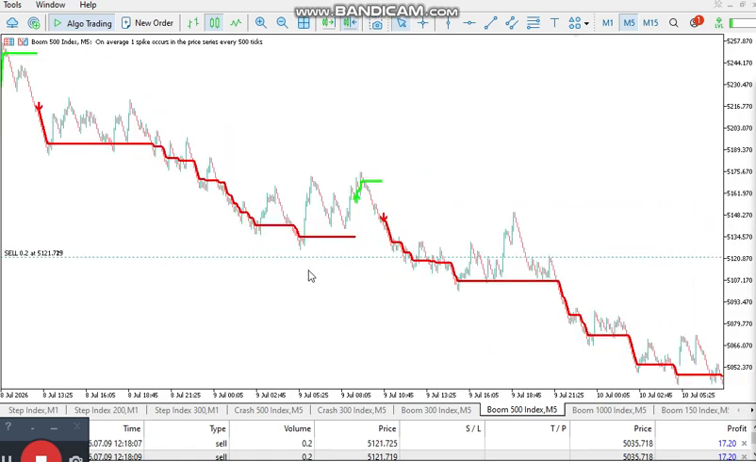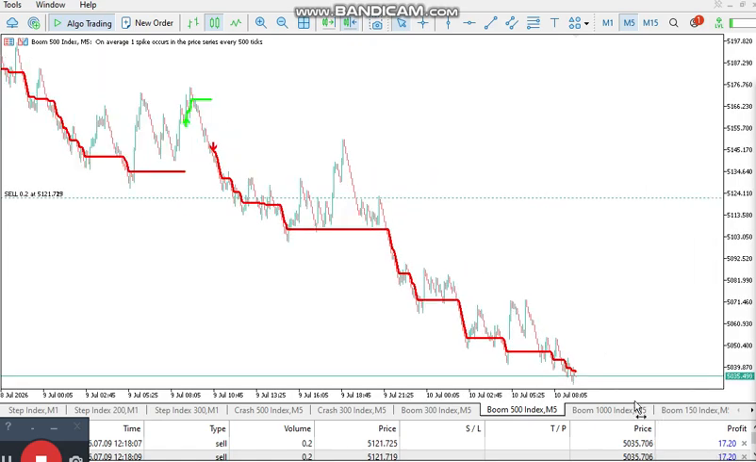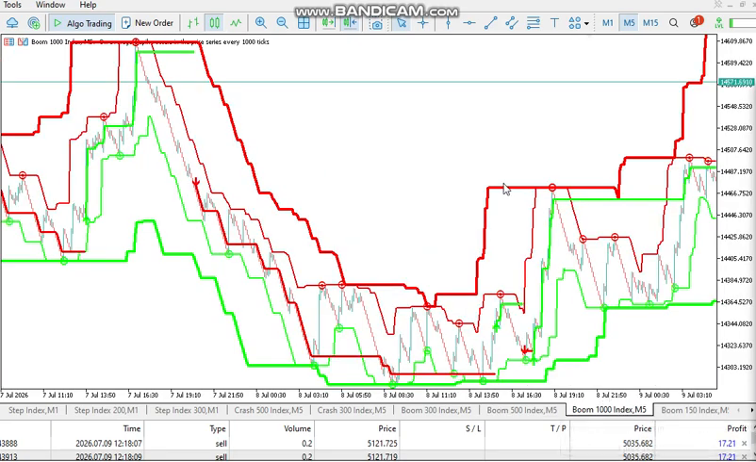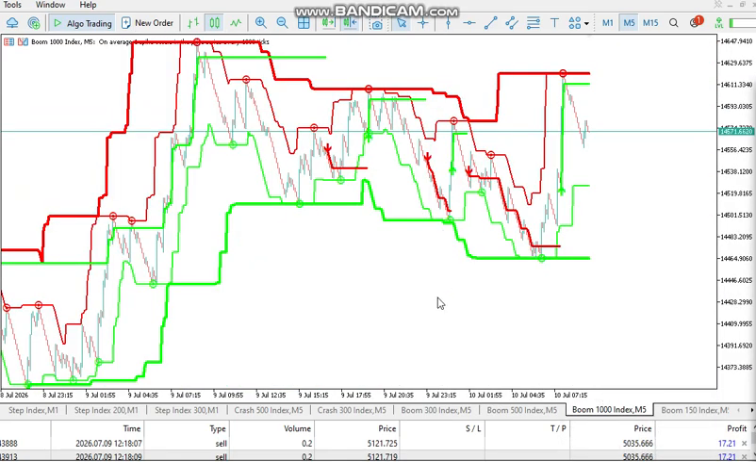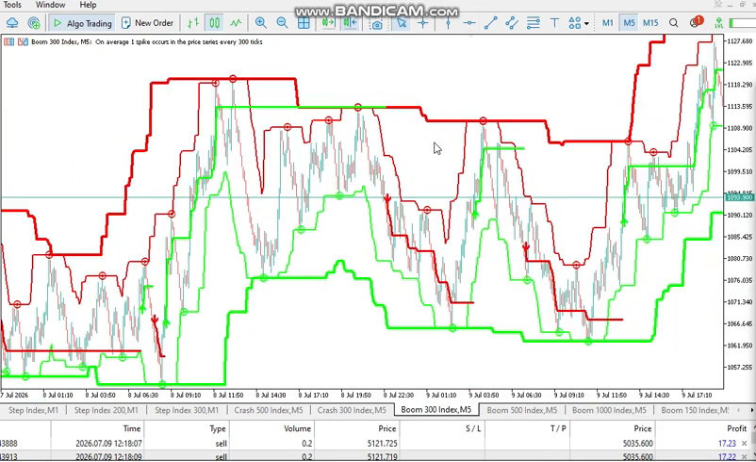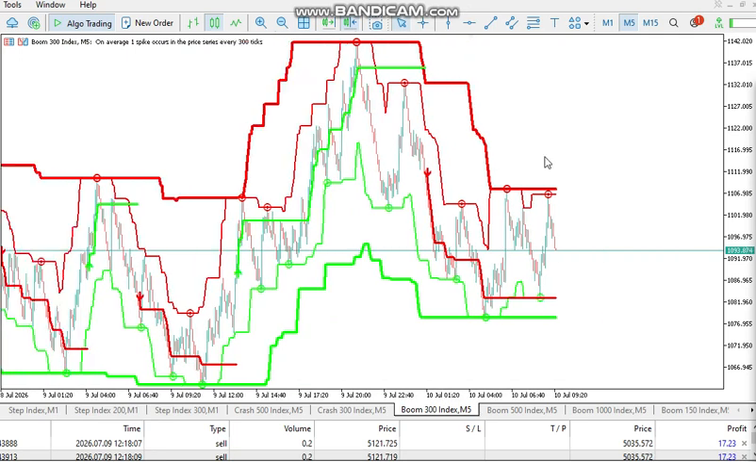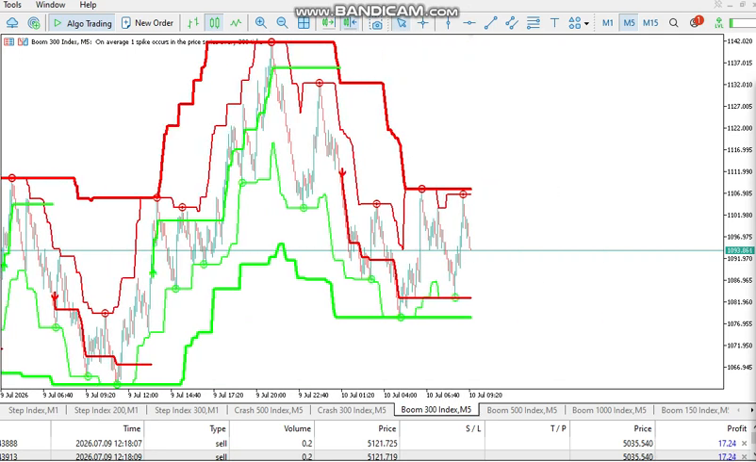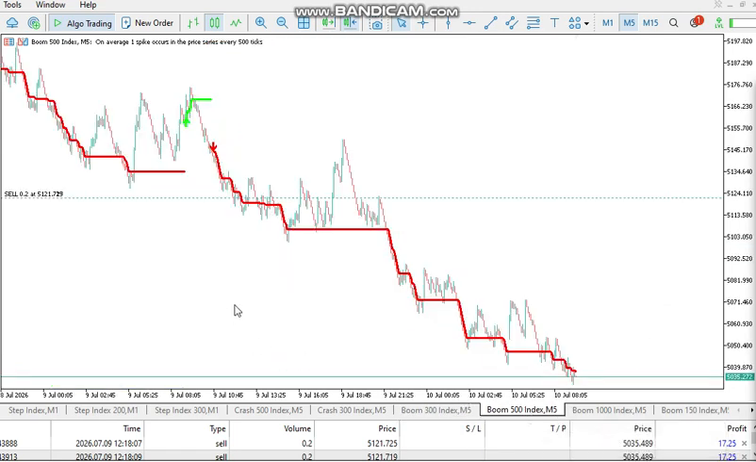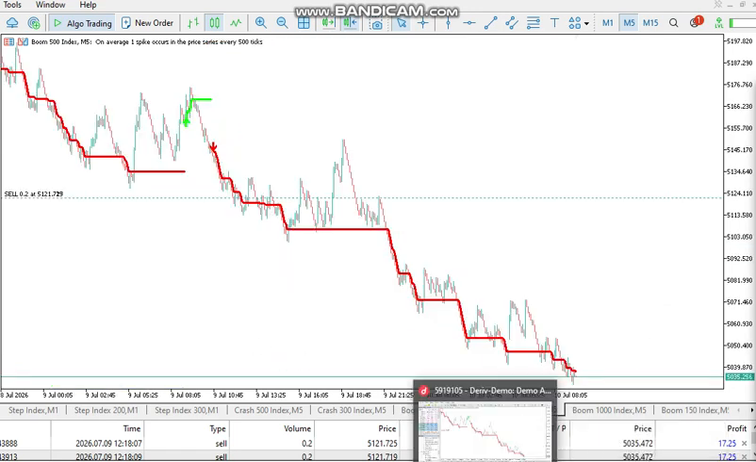We have the second indicator, which we also installed. You can see this is the second indicator on the chart, and you can see what the trade is currently doing on that particular dot. We have also set it up on our Boom 300, and you can see what the market is telling us, guys.